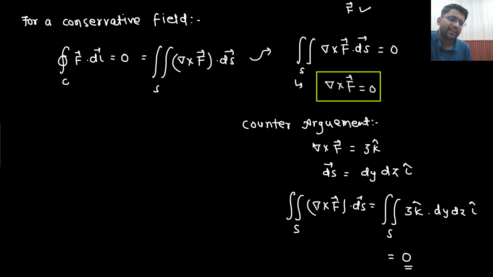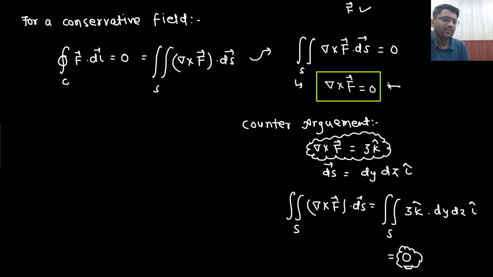So sir, what I have done is that I have put del cross F equals to 3k cap, and sir, still this del cross F dot ds, for me I am getting it to be 0 only. So sir, it is not necessary. Like what you can say is that if del cross F is 0, then surely it will be equivalent to 0. But sir, if it is non-zero, then also sir, it can come out to be 0.